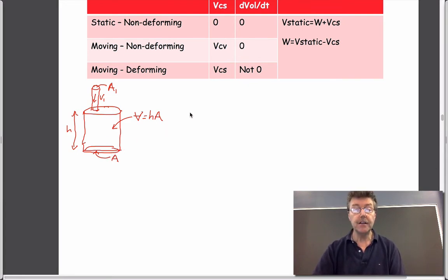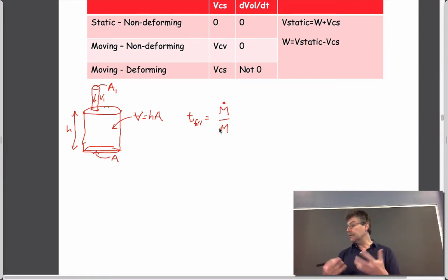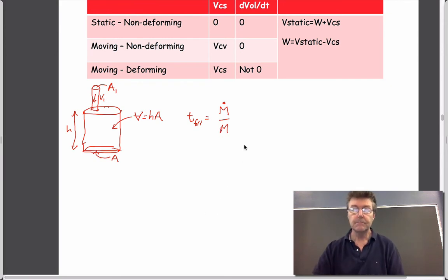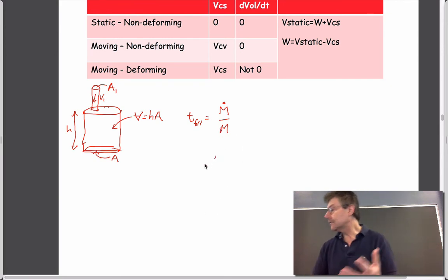And if we want to calculate the time it takes to fill it, then what's that? We could get that from just dividing the mass rate by the total mass, or the volumetric rate divided by the total volume. We tend to use masses because we conserve mass. It's a much more useful quantity to conserve because it's mass that is constant.